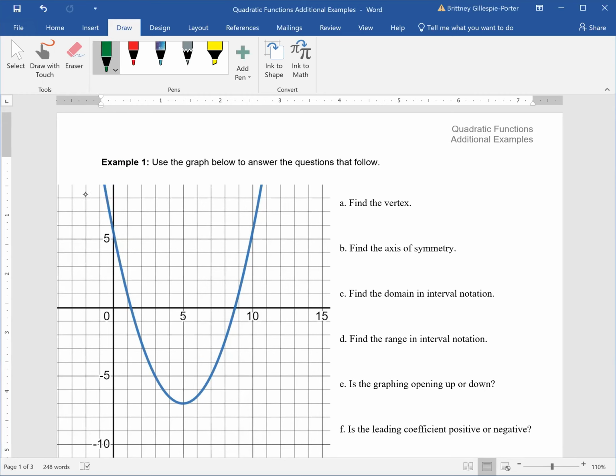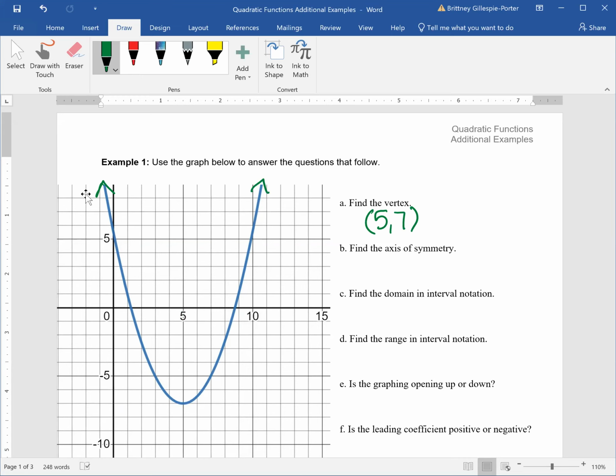we can see it's a parabola. We know our ends are headed up towards the heavens. Our vertex is our turning point. So we go to where our graph is turning around, and it's right down here. The x value of our vertex is 5, and the y value is 7, which means our vertex is 5, 7.